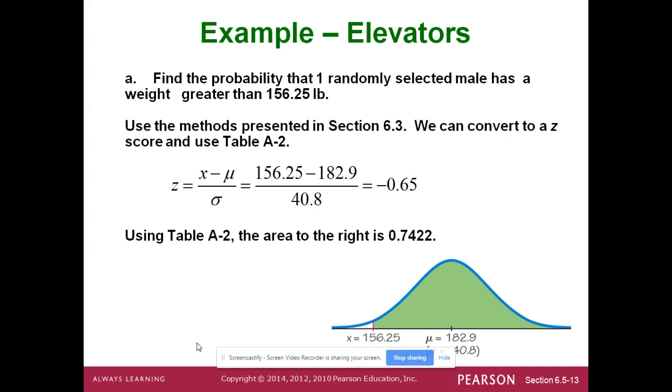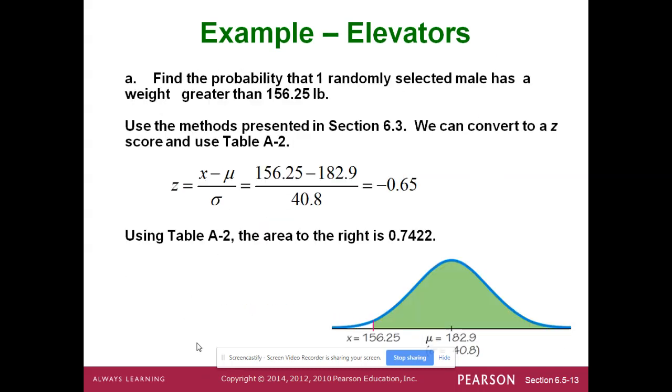My calculator converts to a z-score and does the same thing. Okay? Whether you convert to a z-score or just change the mean and standard deviation, this is what we're looking for. Okay? It's this area under that curve. We know 156.25 is to the left of the mean because it's less than the mean. You know, the mean's always in the middle of a normal distribution. So if we find that area, it'd be 0.7422. We do that with our calculator. Okay.